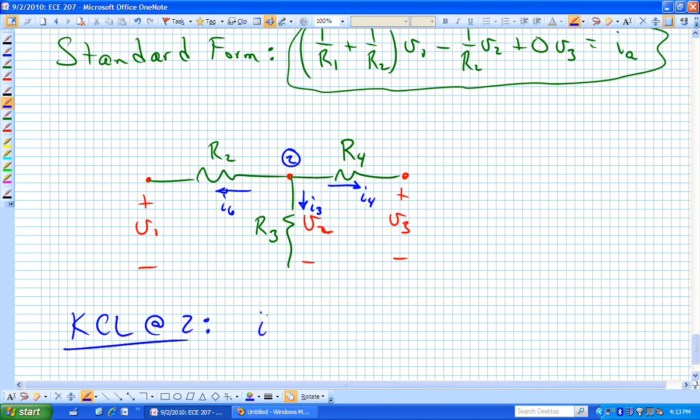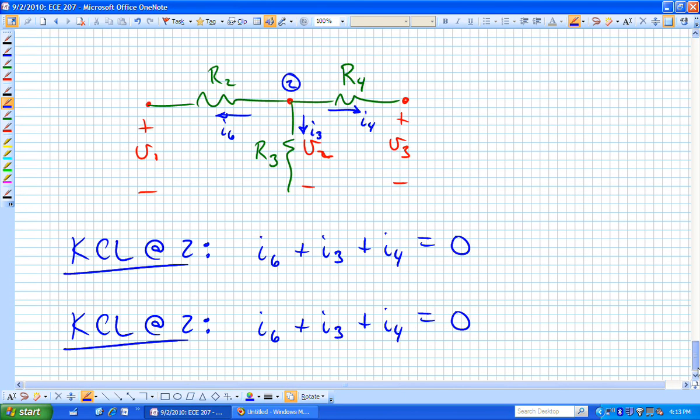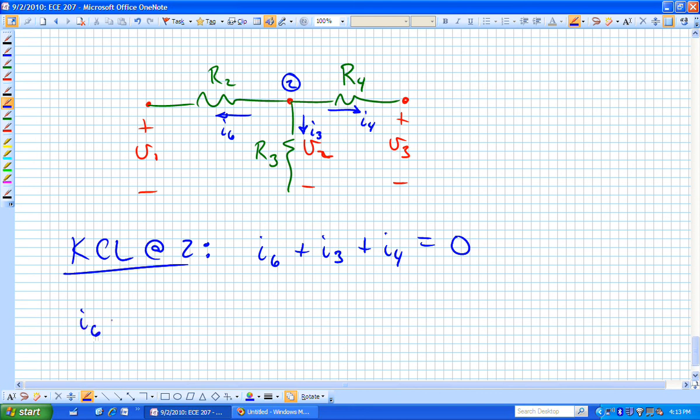KCL at node 2 says I sub 6 plus I sub 3 plus I sub 4 is equal to 0. What is I sub 6? Based on what we learned for finding V sub R sub 2 before, we want the voltage drop to be positive from node 2 to the left. We would like to define a positive voltage from node 2 to the left. That would be V sub 2 minus V1.